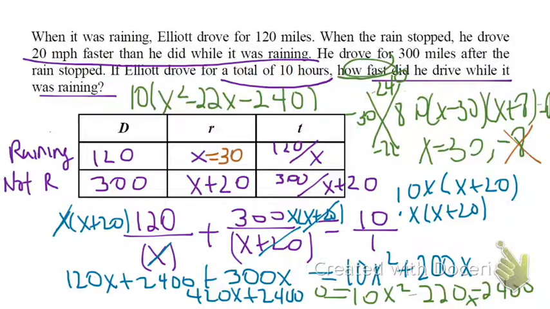So how fast was he driving while it was raining? 30 miles per hour, right? Isn't that the rate? Wasn't your rate X while it was raining? So he was going 30 miles per hour while it was raining, and then when it stopped raining, how fast was he going? 50.